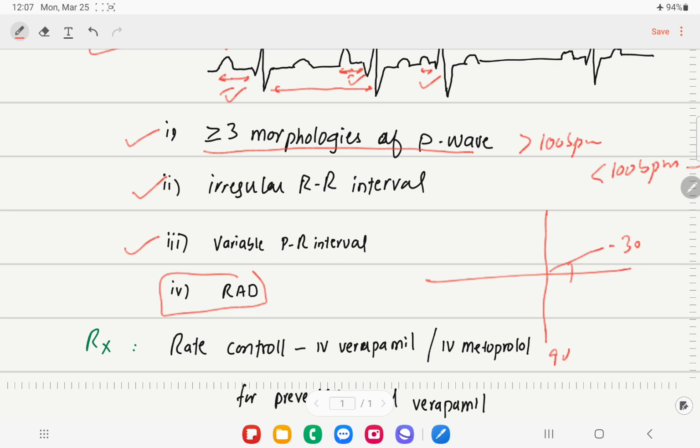So it will be here. This is called the normal axis. If we find the axis in this direction, that is called left axis deviation. And if we get the axis here, this is called right axis deviation, between plus 90 to 180. And if we find 180 to minus 90, it will be extreme axis deviation. So the axis will be falling in this direction in these patients.